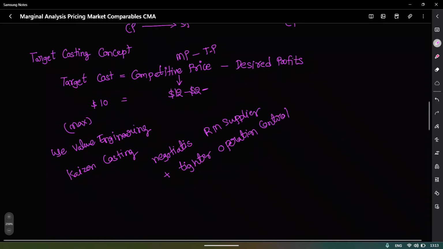So you apply all your value engineering techniques or Kaizen costing methods or any other thing to bring the cost to minimum level. So this approach ensures every company can offer competitive pricing products while maintaining the profitability and operational efficiency.